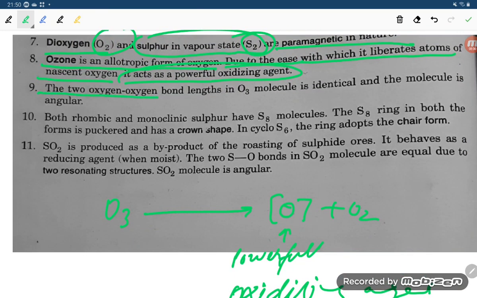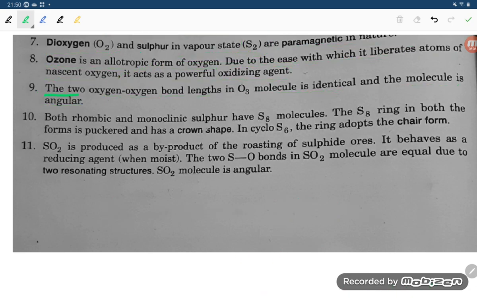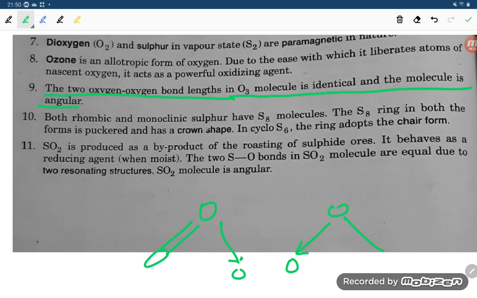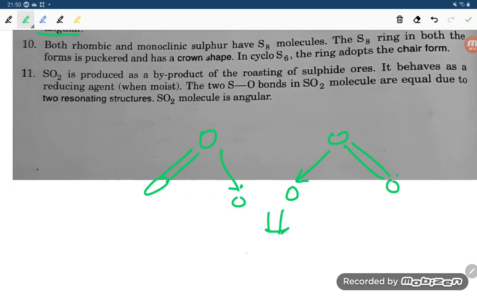Next one, the two oxygen bond lengths in the O3 molecule are identical and the molecule is angular. If you can see, this is the structure of ozone, and this is also a resonating structure of ozone. So in the final structure, it has resonance. Both bonds are equal because of resonance, and because of the lone pair of electrons, it has a bent shape.